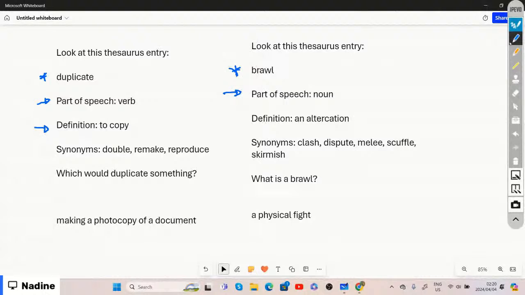And the synonyms of this word are clash, dispute, melee. Never heard of that word. Scuffle, or skirmish. Never heard of that one. So have you heard melee or skirmish? Have you heard of those words already?